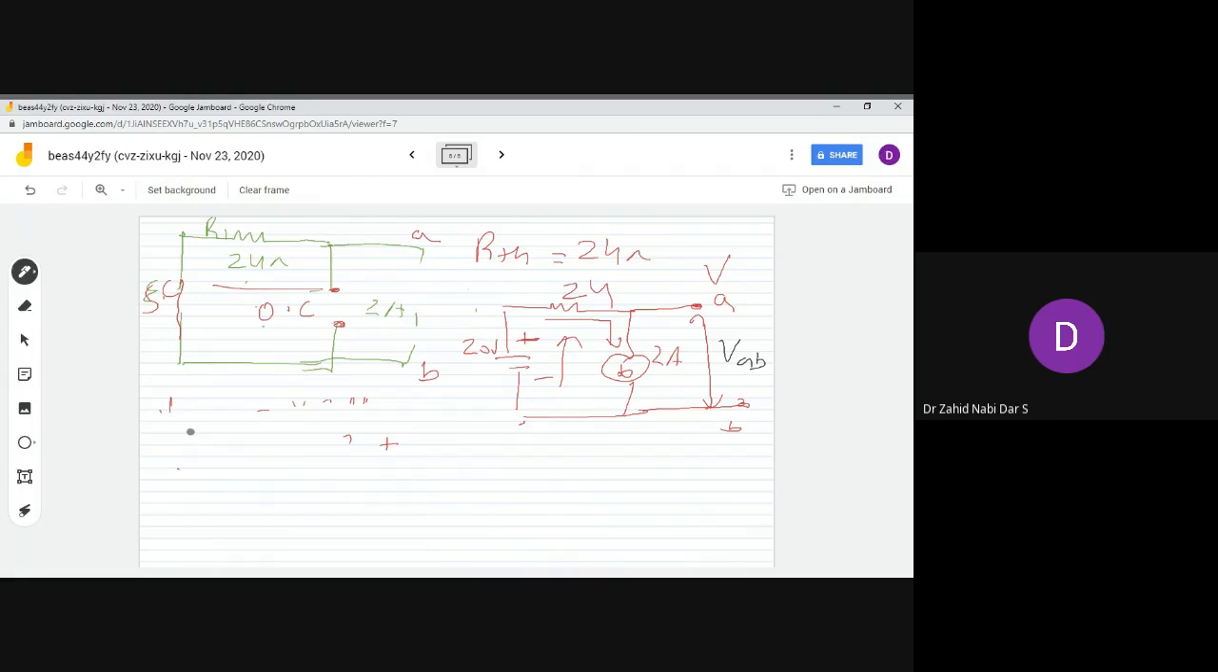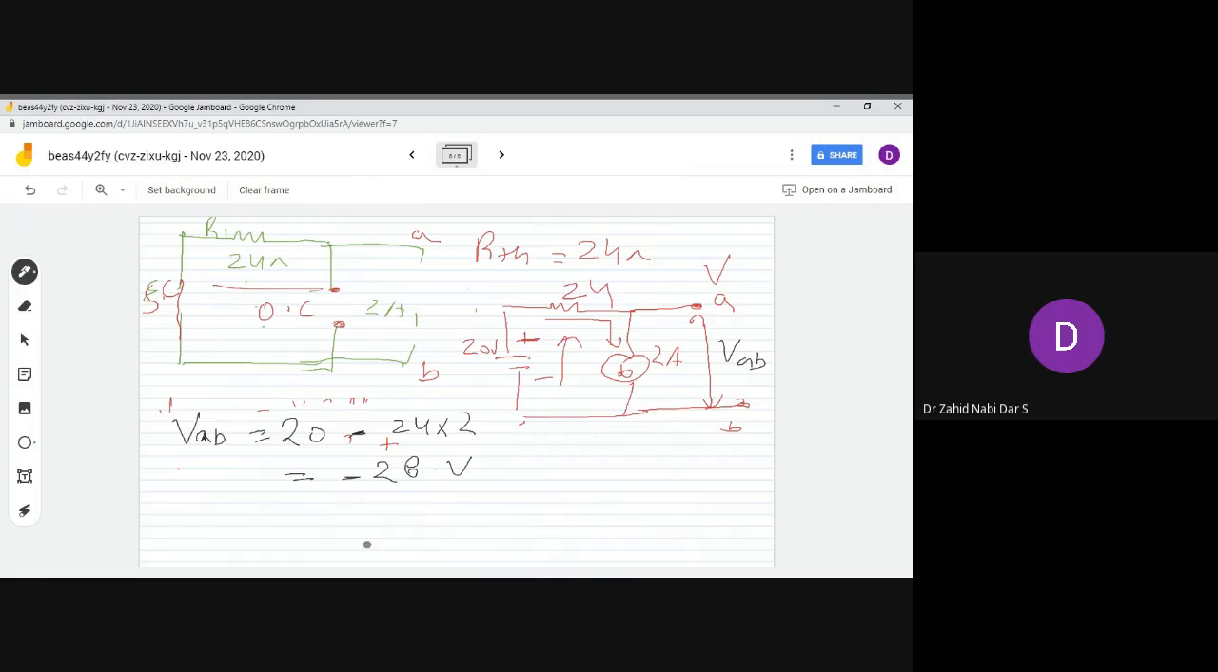So your VAB value is equal to the algebraic sum of voltage rise. See here it is 20 minus 24 into 2. So the VAB value will give you minus 28 volts. Minus 28 volts means the polarity which we had taken was reversed. The voltage cannot be negative, so basically the voltage you got, VAB, is 28 volts.